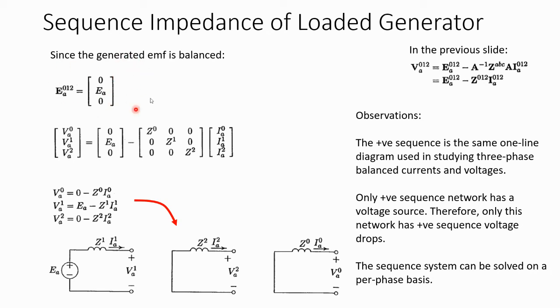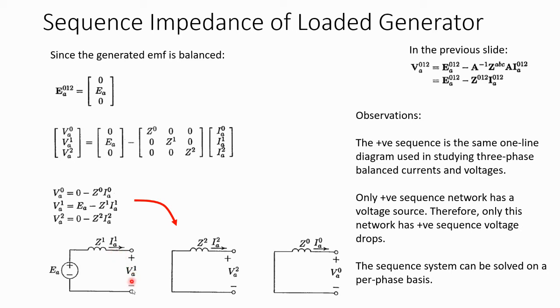And then we can go ahead and apply this into the previously established relationship as such. EA012, we can substitute this with this, and then it will look like this. And then we can expand this and rewrite it into each of their sequences as such. And from this, we can establish these simple circuits over here. Take, for example, the positive sequence. VA1 is equal to EA minus Z1IA1. So this is represented as this simple circuit.